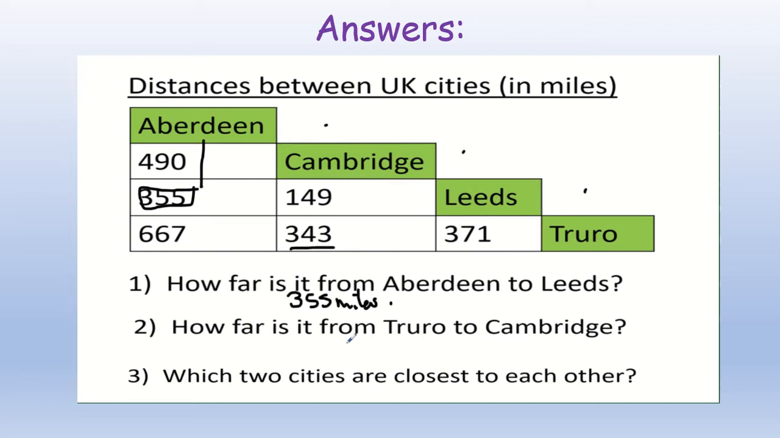There we go. It is 343 miles. And which 2 cities are the closest? Where is our smallest number? Here it is. So the closest 2 cities are Cambridge and Leeds.